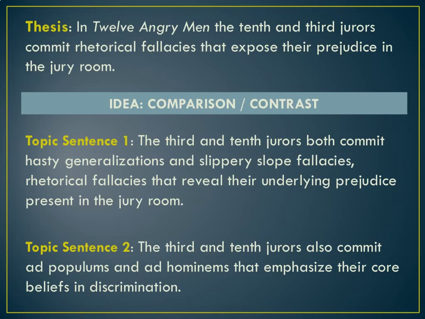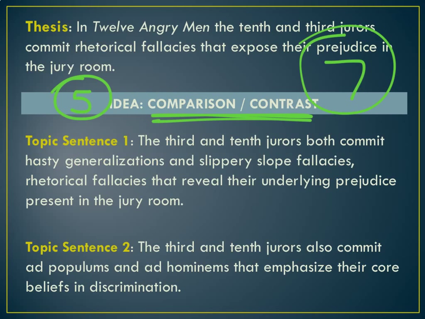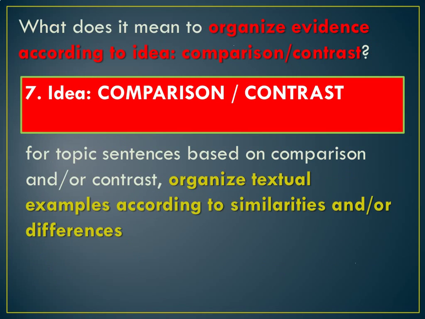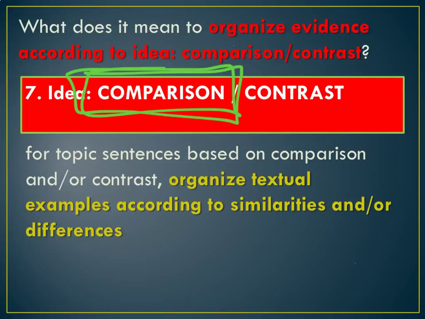And our final organizational possibility for idea, our fifth one for idea, and our seventh one total here, is to organize according to comparison-contrast. So read these sentences carefully, and I'll walk you through how that's being done. So all it means to organize according to comparison-contrast. And understand that a lot of times when we say comparison, we don't just mean similarity, we also mean differences. So when you write a comparison essay, you can focus both on similarities and or differences. So just keep that in mind.